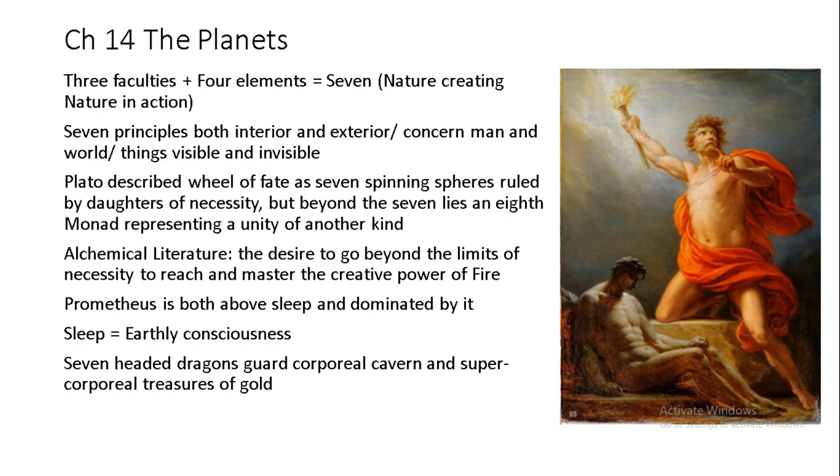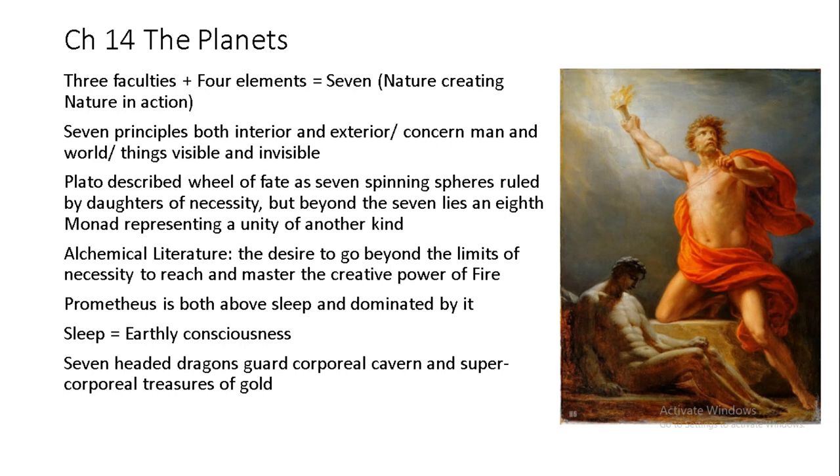Alchemically, seven expresses the idea of nature creating nature in action. As we learned last lecture, this process of creation is not an event lying somewhere in the vastly distant past, which began and ended long ago, but is instead an eternal creation, which is not only in the cosmos, but in all of us too. At this point of the text, Evola emphasizes that the seven principles are both interior and exterior, for they concern both man and the world, and concern both things visible and things invisible.